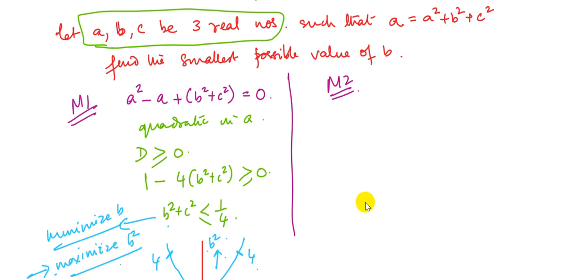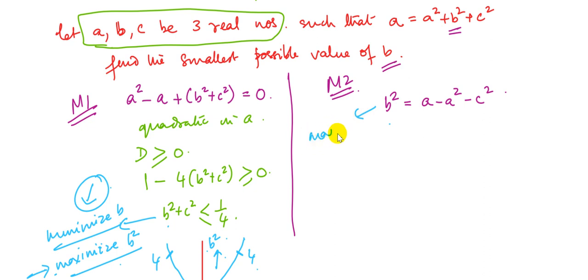Second method is, I can write this as, since I'm thinking about b, so I'll just think about b. So b square is a minus a square minus c square, right? Now here you have to keep this in mind. I am trying to minimize b, that means maximize b square. This is the concept that you have to be aware of here. So I'm trying to maximize b square.